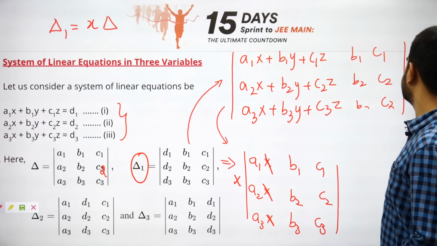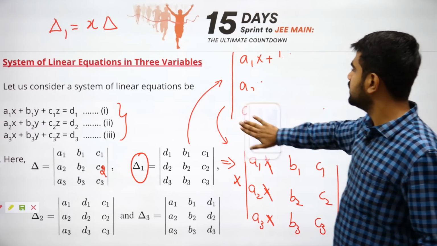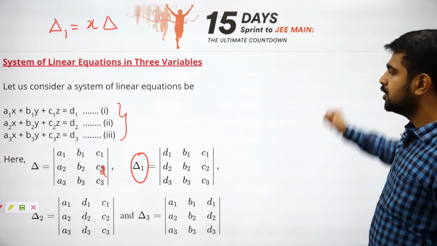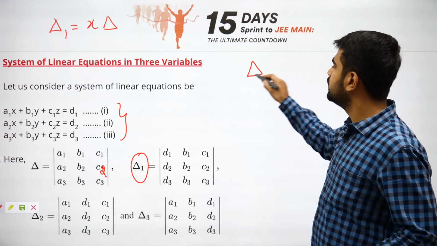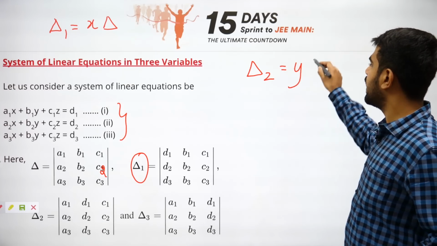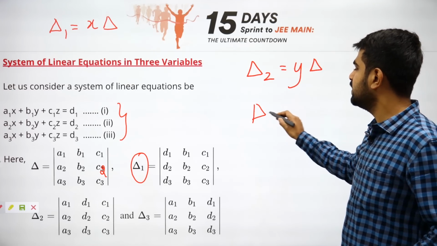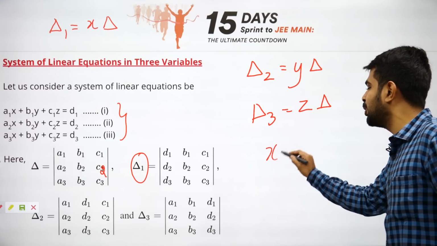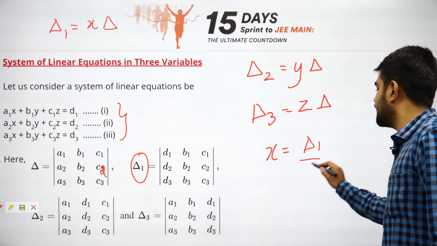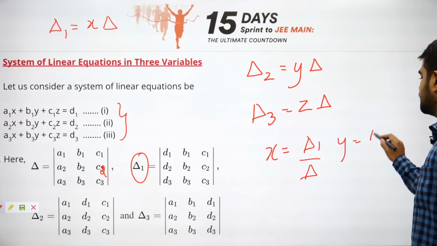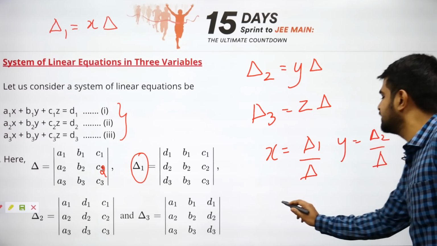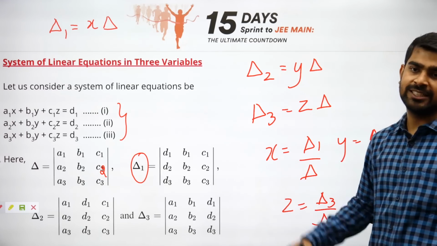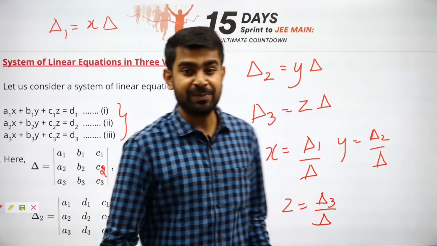Okay. Perfect guys. So let me erase all this now. So what do you think will be delta 2? Delta 2 will be y delta and delta 3 will be z delta. So what is x? That's it guys, over. x is equal to delta 1 by delta, y is equal to delta 2 by delta, and z is equal to delta 3 by delta. Done. As simple as that.